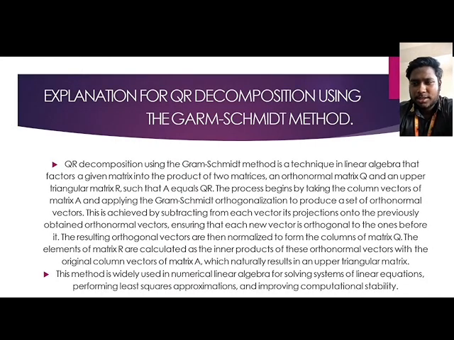QR decomposition is a method in linear algebra where a matrix A is broken down into two matrices, Q, an orthogonal matrix, and R, an upper triangular matrix, such that A equals QR.